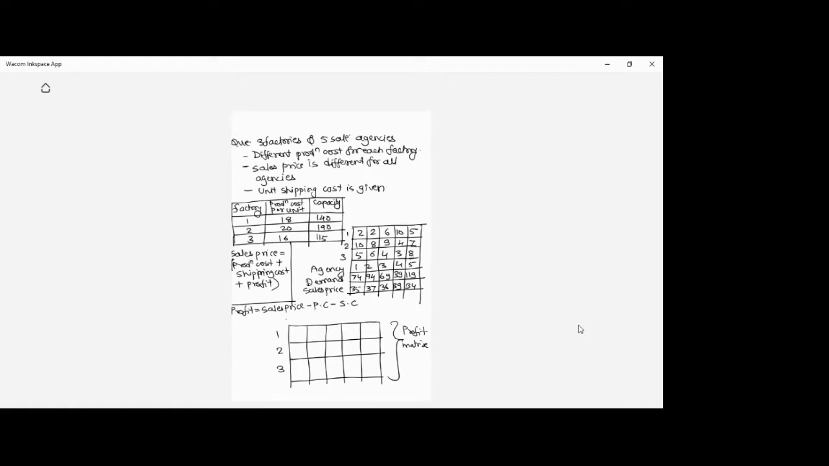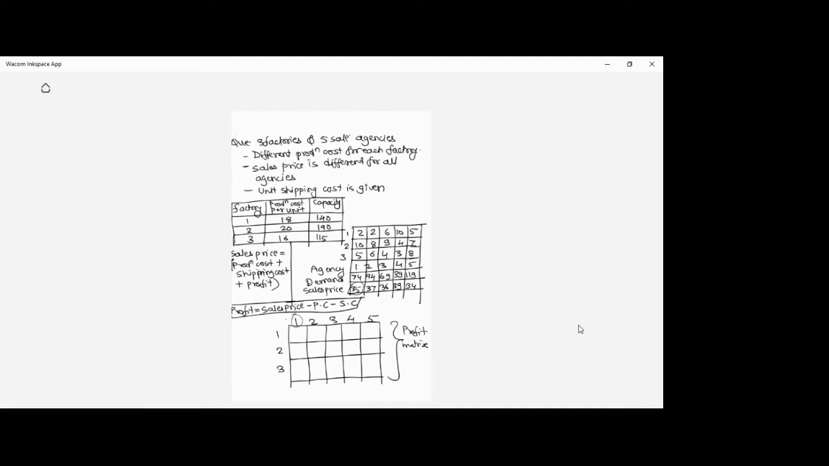Now the sales price across each agency has been given. Also the production cost of each of the factories is given, and also the shipping cost is given. So I just have to use this formula, put in the values, and I can find the profit matrix. Here you can see the sales price is 35 for agency 1. So across column 1, the sales price is going to remain constant. For the entire column 1, the sales price is going to be 35.